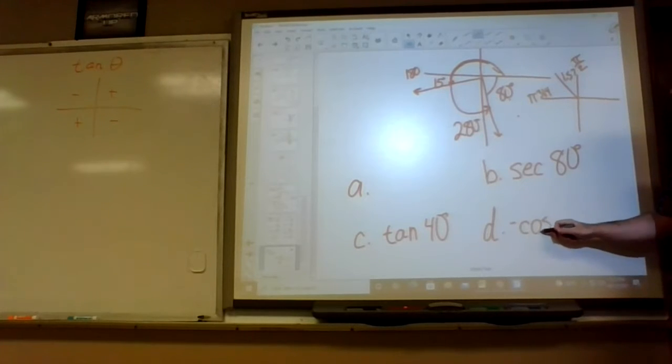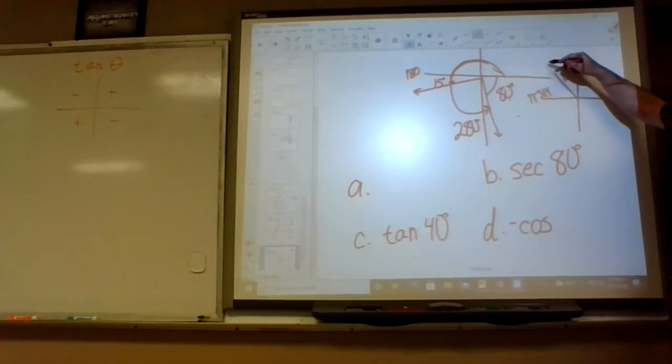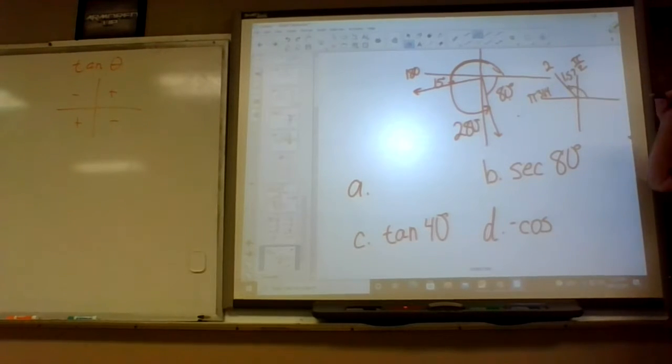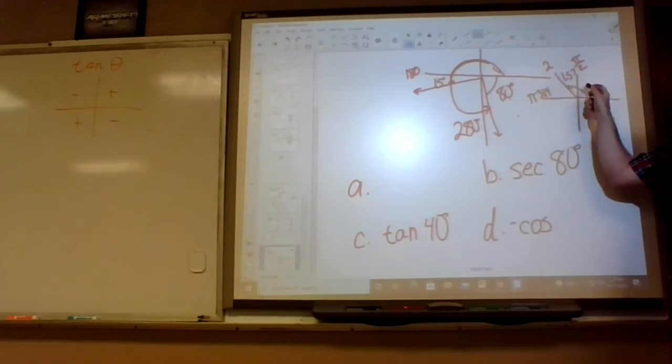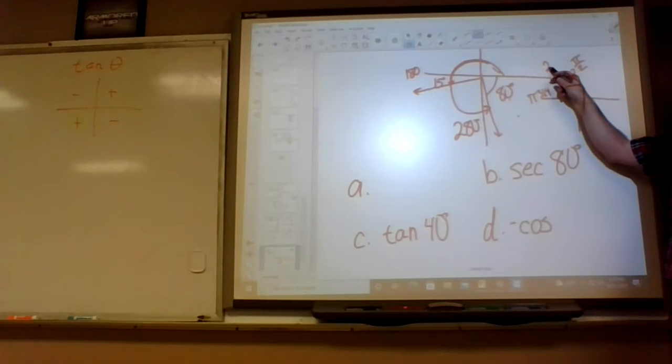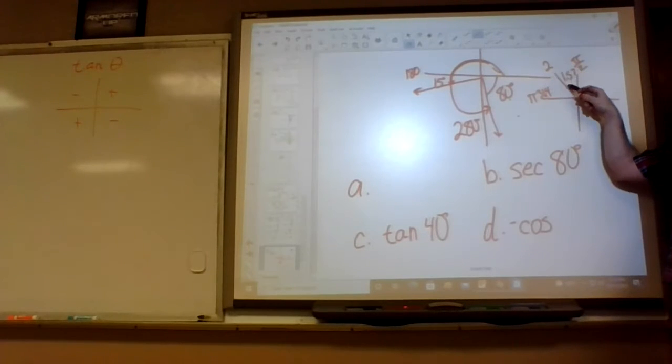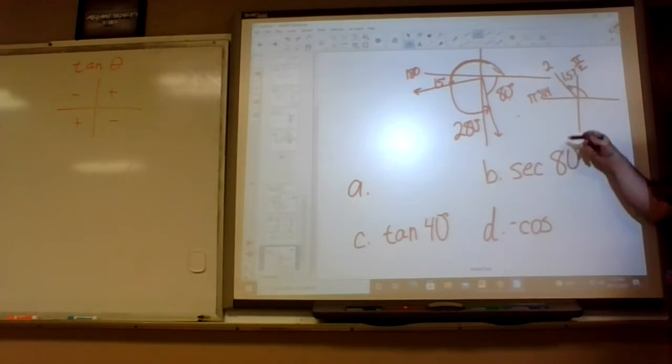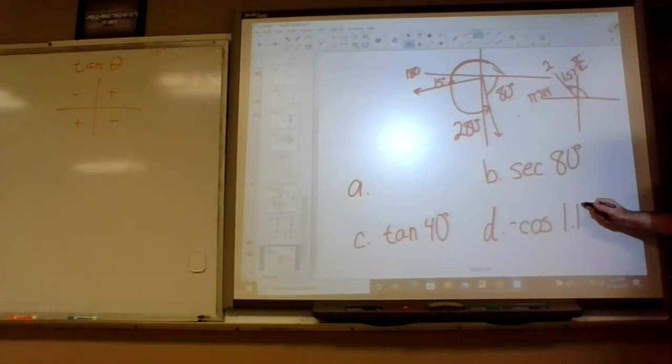Alright, but what's the reference angle? Isn't 2 pi a full circle? It's not 2 pi though, it's just 2. If it's at 2 pi, yeah, that'd be back here. But if it's just 2, pi minus 2, that gives us the reference angle. It's 1.14. So it's negative cosine 1.14.